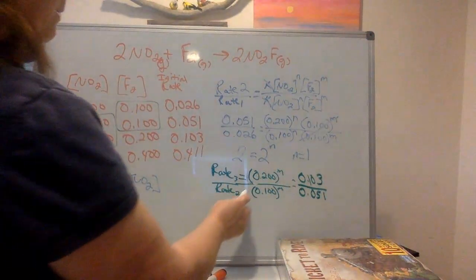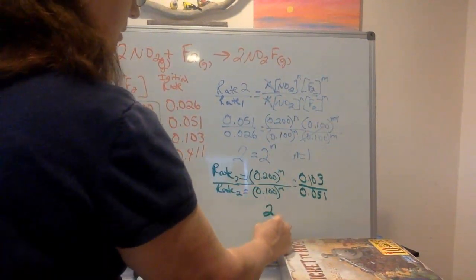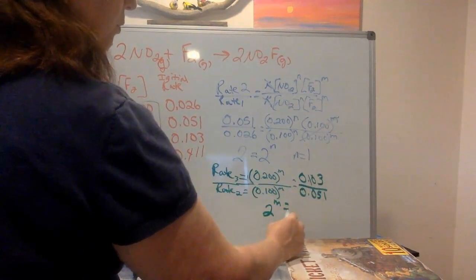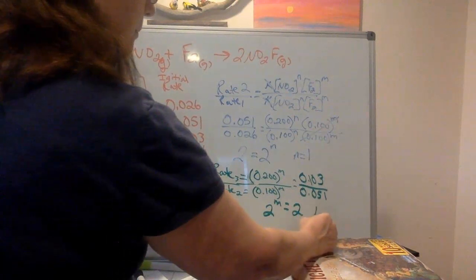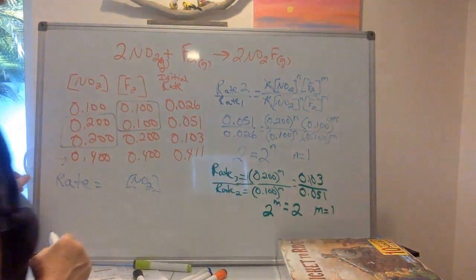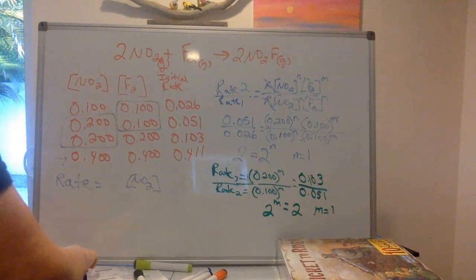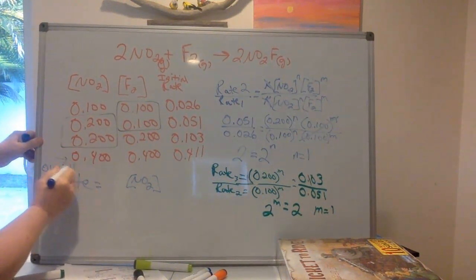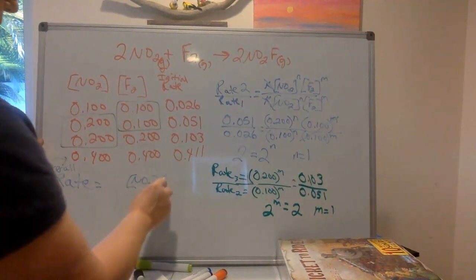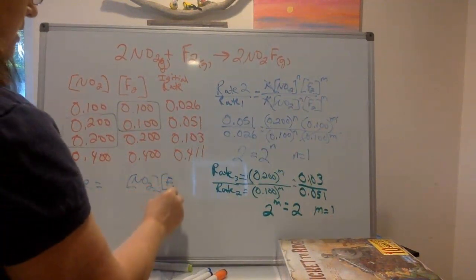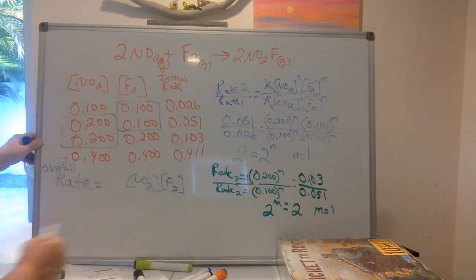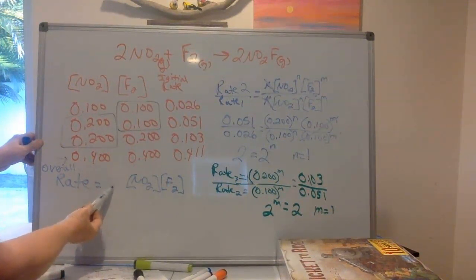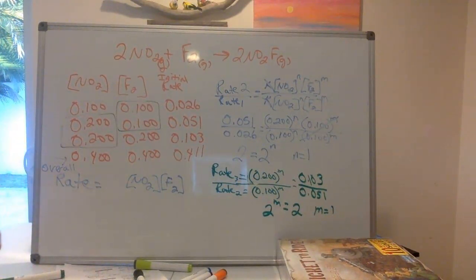So here we see 0.2 divided by 0.1 is 2 to the m, equals 0.103 divided by 0.051, which is also 2. So m also equals 1. So in our rate, we know that the overall rate law has the concentration of NO2 and the concentration of F2. Whatever these two are together, we multiply them together and multiply by the rate constant. Now we've got to solve for the constant.